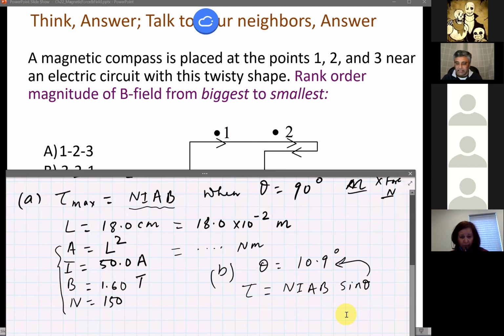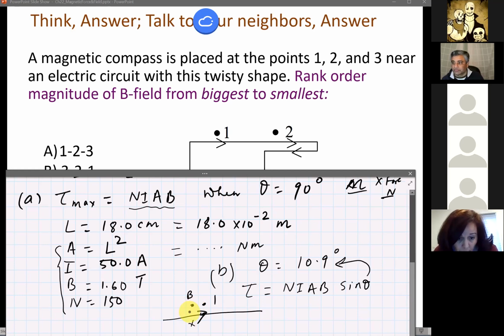Okay, how do we do it? It looks like the current is going that way. So that means the magnetic field is coming something like this. So the magnetic field is getting out at point 1. I'm looking at point 1 first. The magnetic field is coming out on this side and going in on this side. So at that point, it's coming out. Do you see the same thing?